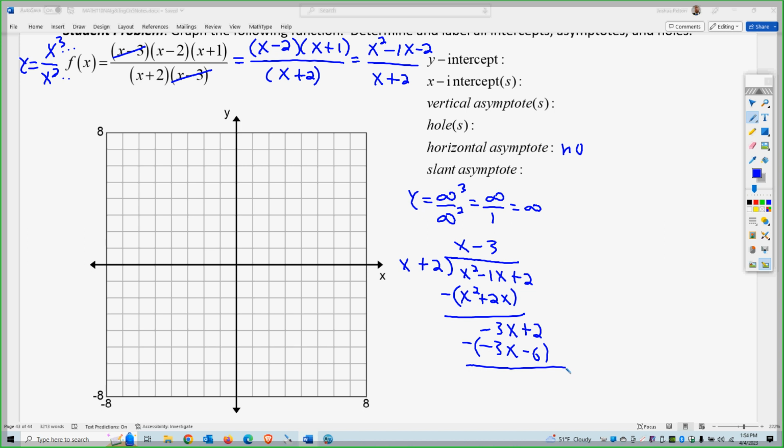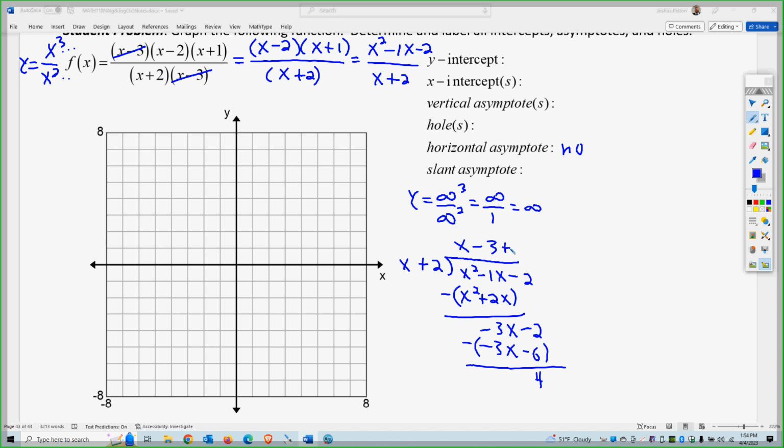So if I subtract, I'm going to get... oh, I put a positive 2. That's a minus 2. Sorry. That's a minus 2. Excuse me. I was going to say I fixed it up there, but not down there. Okay, so that's going to give me a positive 4.